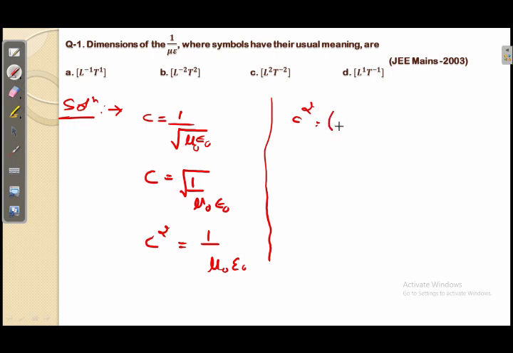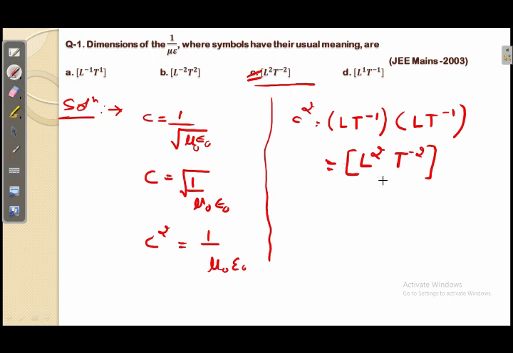Velocity has the dimension L T raised to minus 1, into L T raised to minus 1. That becomes L into L, so that is L square, and T raised to minus 1 into T raised to minus 1, that is T raised to minus 2. The option having the same dimension as we derived is option C. So option C is the correct option for this question.